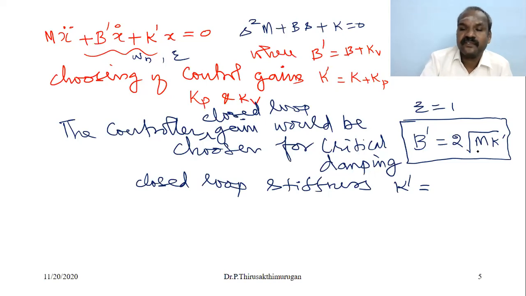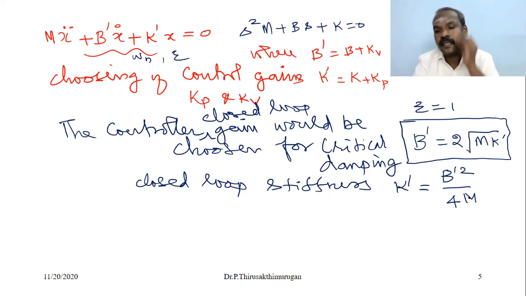Okay, from this also you can test. So b dash by 2, the whole square. Right, b dash square by 4m. So b dash square by 4m, sir.